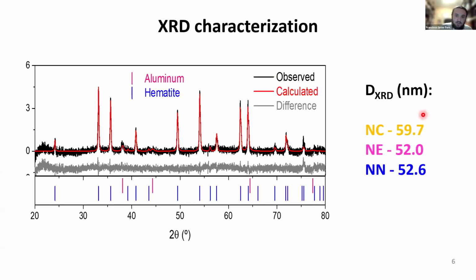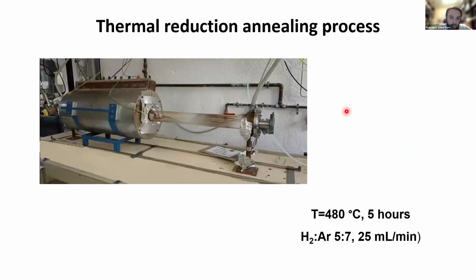We performed some X-ray characterization, and we see that, as expected, the diffractogram corresponds to hematite, and we don't observe important variations in the crystalline size of the different nanoparticles: the nanocubes, nanoellipses, and nanoneedles. So up to this point, we have been able to synthesize hematite nanoparticles with controlled shape and size. However, we have to reduce them to iron or to magnetite in order to make them magnetic.